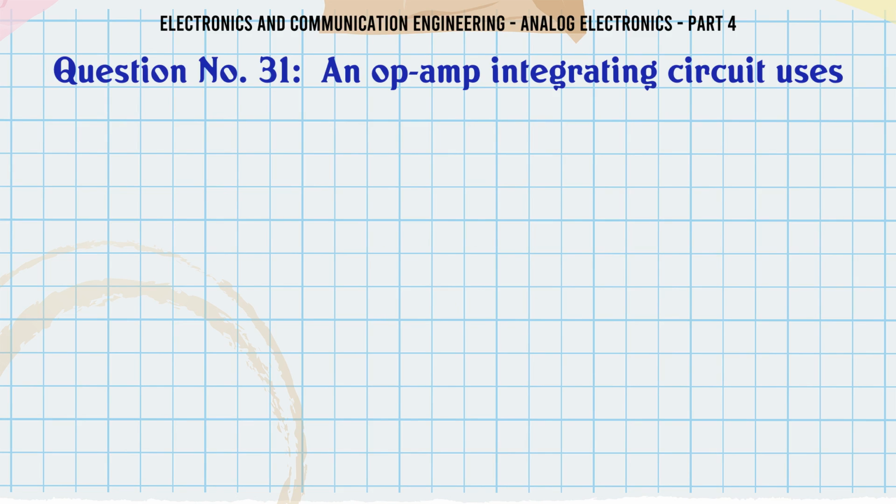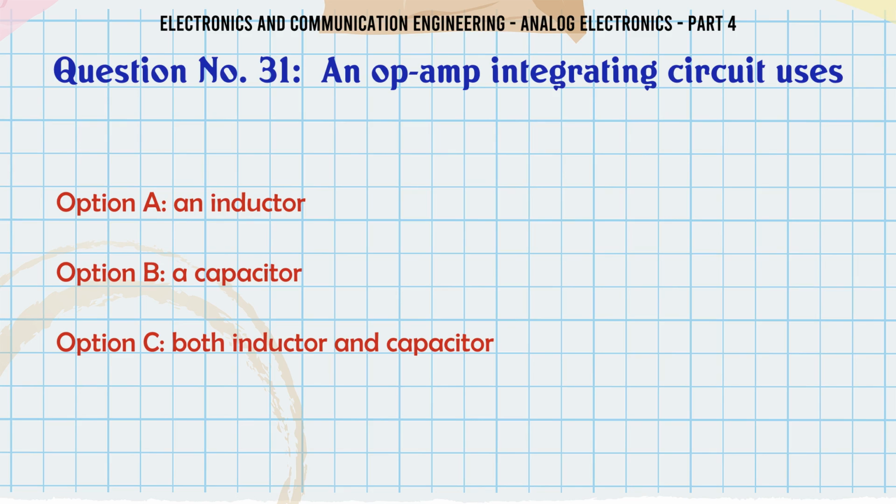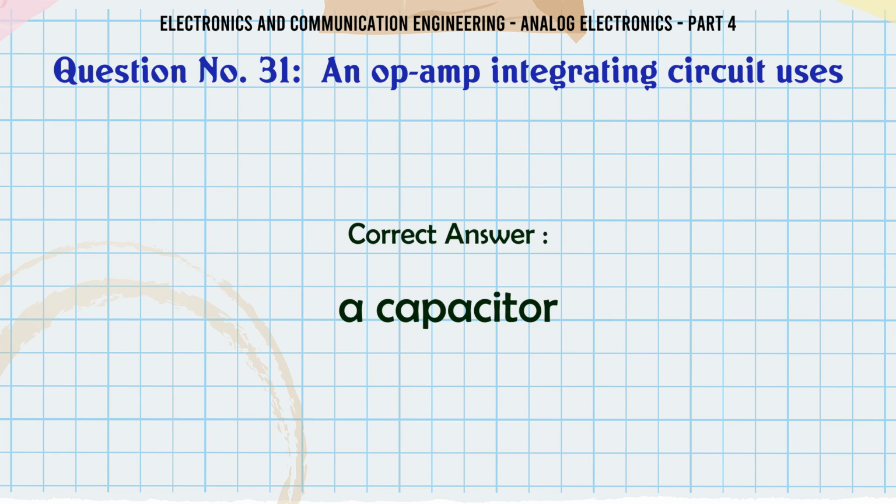An op-amp integrating circuit uses A) an inductor, B) a capacitor, C) both inductor and capacitor, D) none of the above. The correct answer is a capacitor.